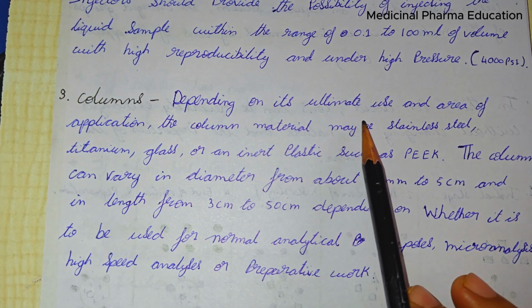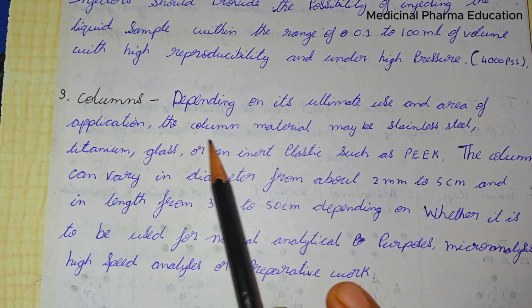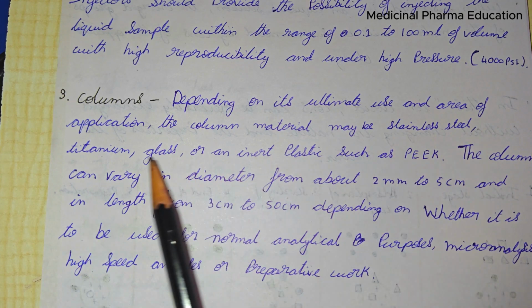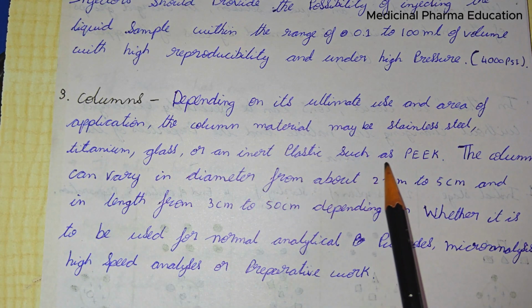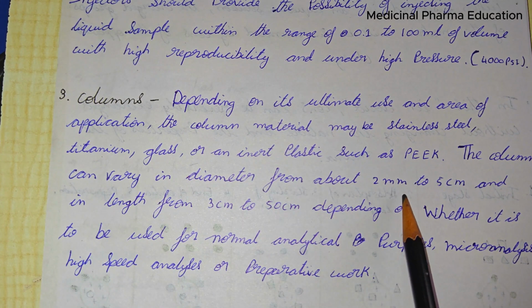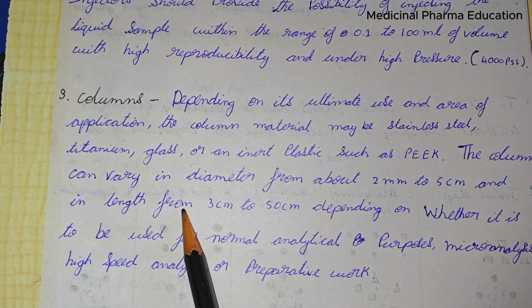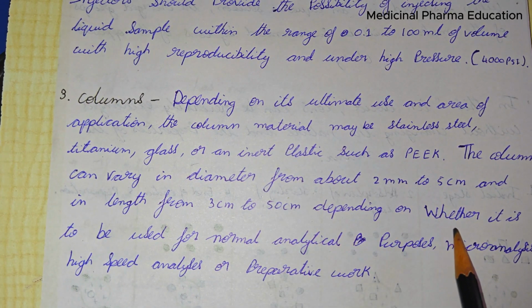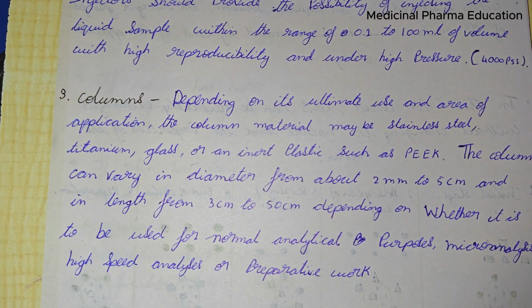Next, the columns. Depending upon their ultimate use and the area of application, the column materials may be stainless steel, titanium, glass, or an inert plastic such as PEEK. The column can vary in diameter from about 2 millimeter to 5 centimeter, and the length from 3 to 50 centimeter, depending upon whether it is to be used for normal analytical purpose, micro analytical, speed analysis, or preparative purpose. I think you have understood. Based upon the size and the length, we will select the column for the sample which we have to analyze. It can be stainless steel, titanium, or glass, and these are common things.